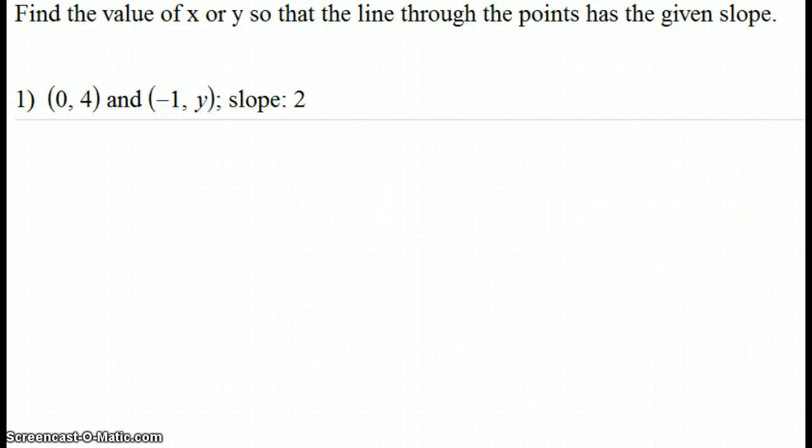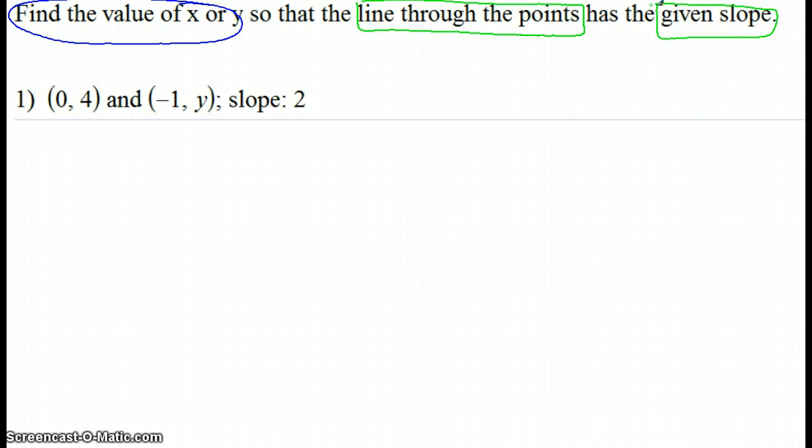The first set of questions says to find the value of x or y so that the line through the points has the given slope. So we need to annotate our problem. The first thing I need to do is put a circle around my question: find the value of x or y. I also need to put a box around important information. The line needs to go through the points given and have the given slope.